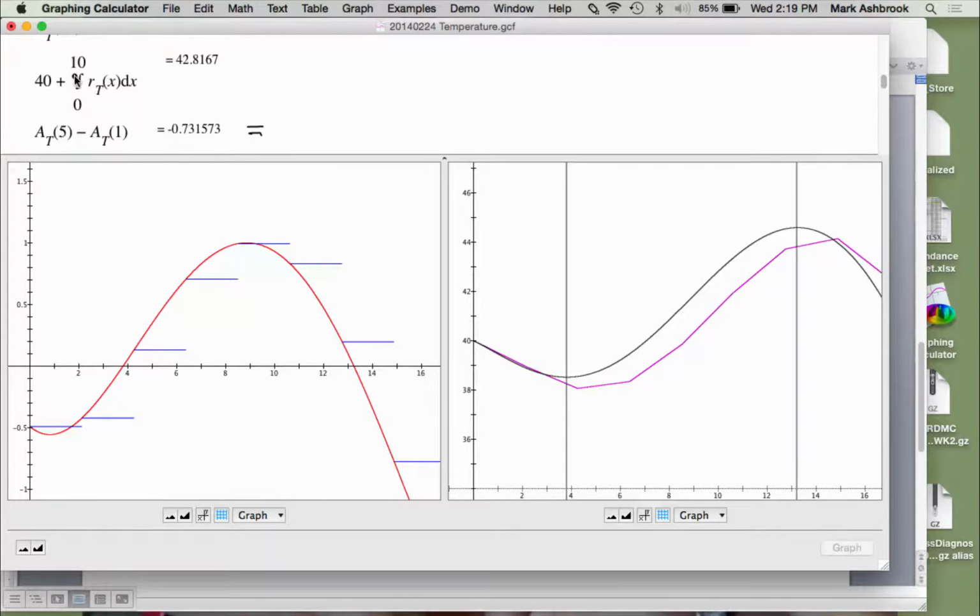Would it be 40 plus... But that would just be the temperature at 5 minutes, not the change from 1 to 5. Okay, right, but we can still do it even more concisely than that.